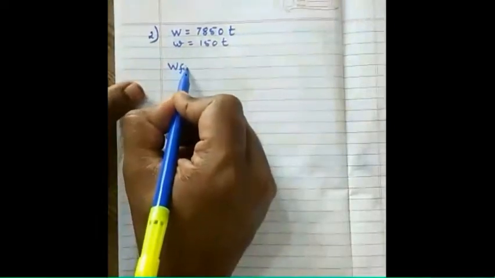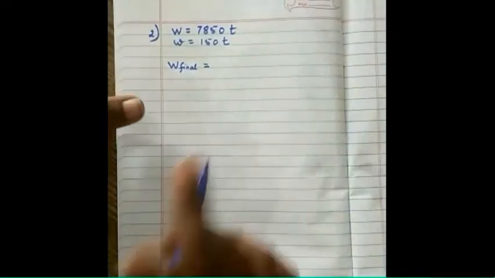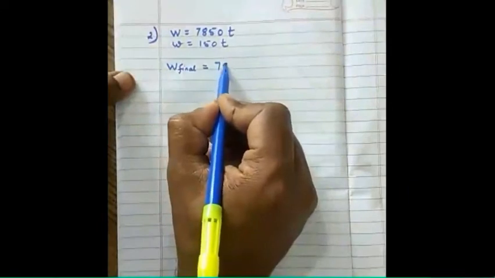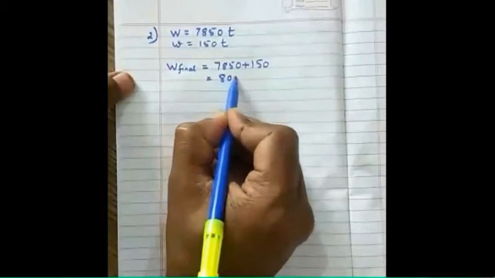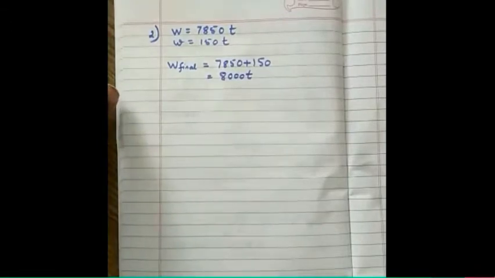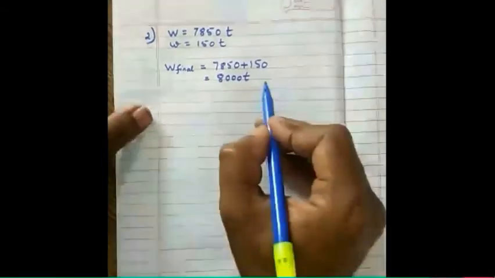150 plus 7850. So W final, whenever I'm adding or discharging the weight, the W final will change, plus or minus. In the previous problem, it was shifted, so it remains the same. But loading means now I have to add it. So W final is equal to 7850 plus 150 equal to 8000 ton. 8000 ton is one data I got. Second data I have to see now. I have to find the distance from the diagram and all the KG values I have to plot in the diagram.